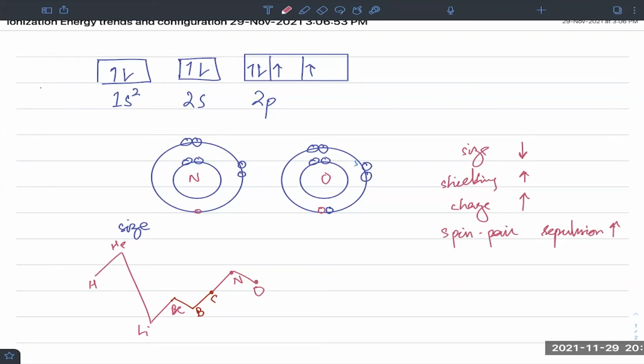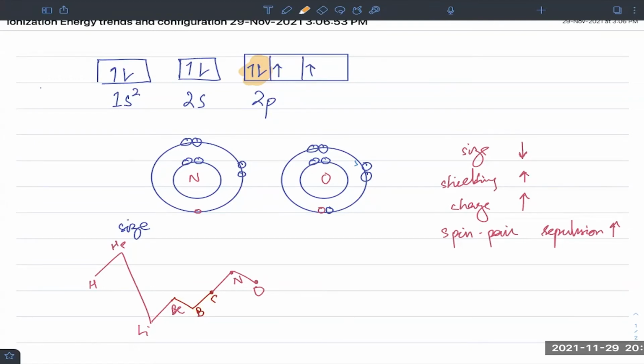Sir, please explain spin pair repulsion once more. So basically, you have a pair of electrons here, and they are going to repel each other because they have opposite spins. So there's an additional repulsion between this pair that you haven't seen before. So you will need less energy. The pair is pushing each other out of the atom, and you're also trying to do the same. So you're working together, and obviously it will be easier for you to do it.